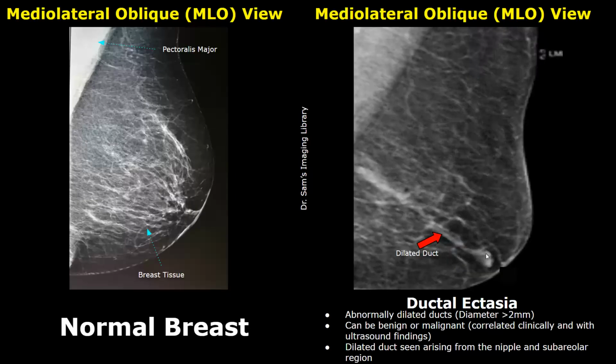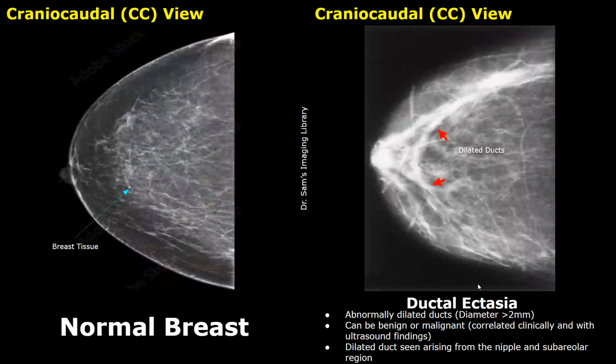This is another case showing ductal ectasia. It is also arising from the nipple in the subareolar region. Here we can see ductal ectasia in craniocaudal view. We can see its connection with the nipple in the subareolar region.